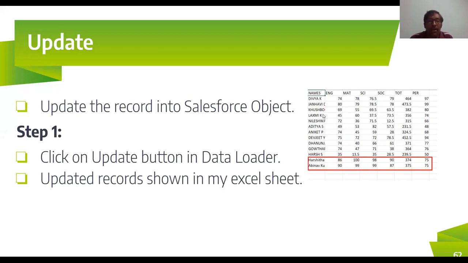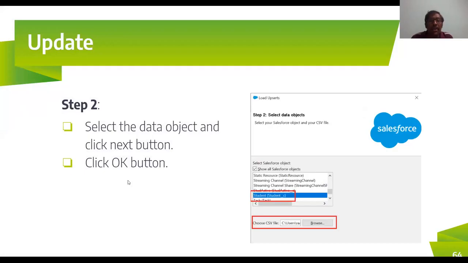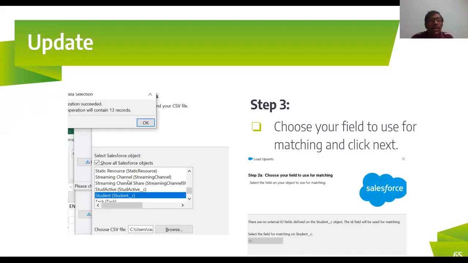So step one is start. We have to click on the update button in the Data Loader and update the records stored in my Excel sheet, which will be in CSV format. Once it is done, it goes to step two, where you select the object and specify the CSV file path. Then it says initialization succeeded and your operation contains a number of records, say here 13 records.